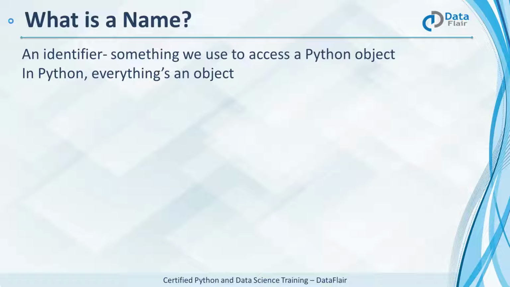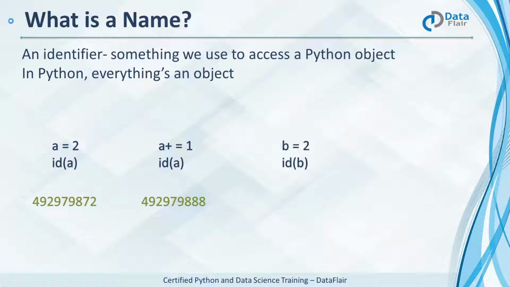And in Python, everything's an object. The ID function returns an object's identity, which is unique and constant for its lifetime. Say A is 2. Its ID is this. We increment A by 1. A is now 3 and its ID is now this.